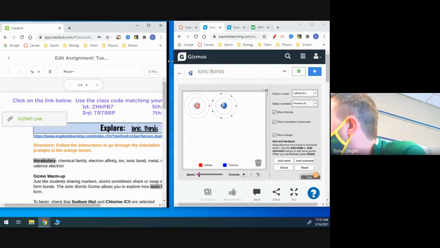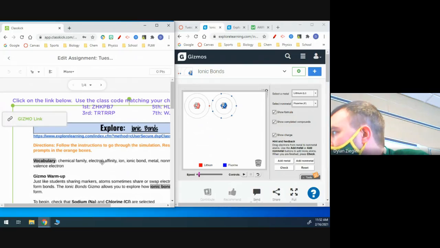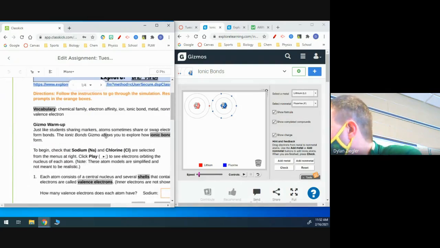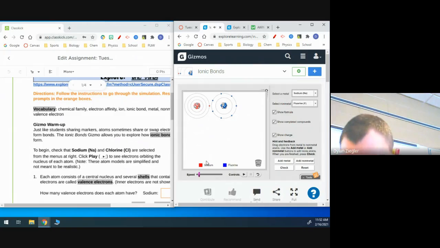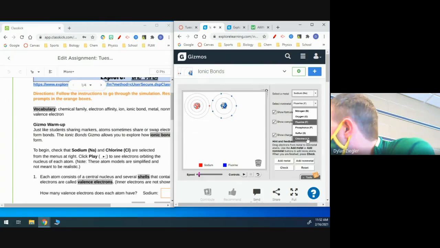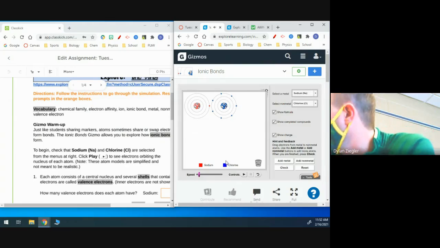First off here, we have 2 atoms. We have sodium and we have, is it fluorine? I think it's fluorine that we start with. Oh, chlorine. Sodium and chlorine. There we go. So here's what you're starting with. The red one is sodium. The blue one is chlorine.